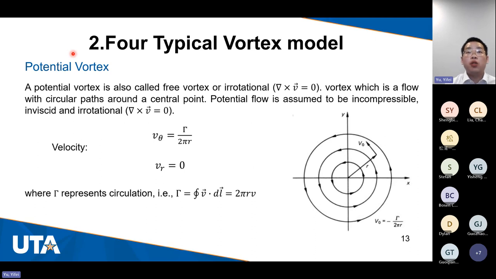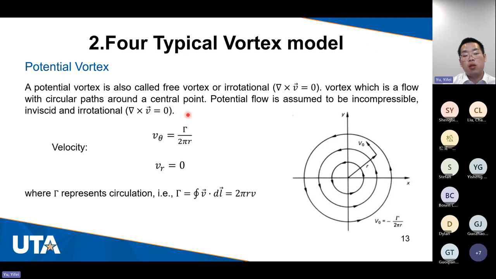Then we introduce the four typical vortex models. We start from the potential vortex. A potential vortex is also called a free vortex or irrotational vortex. Here irrotational literally means the vorticity is zero. And this figure shows an illustration of this vortex.